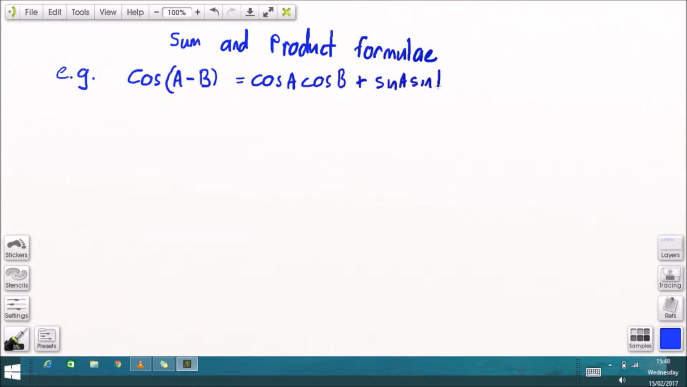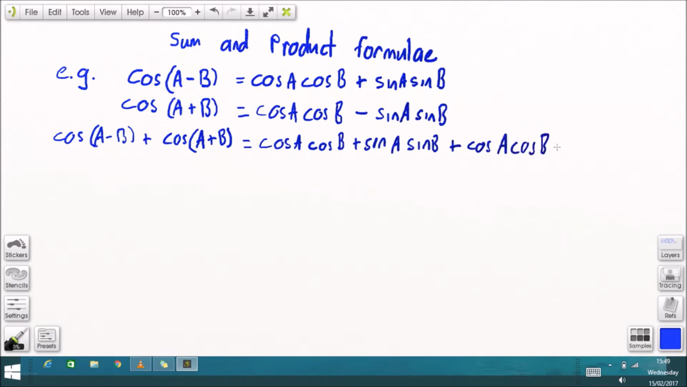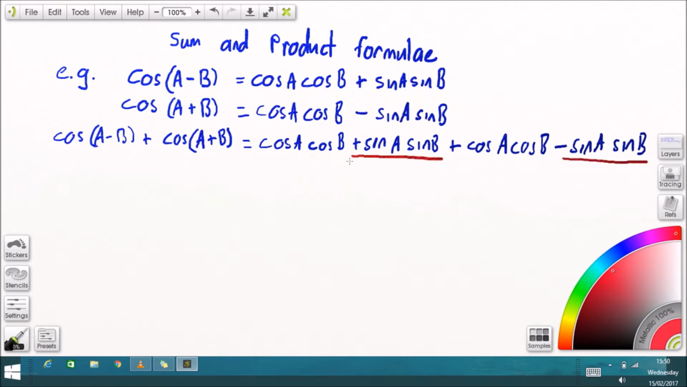Okay, to look at the sum and product formulae, we're going to start with two of the compound formulae for cosine. If we add these two together, then we'll get an equation where the right hand side has the two sine terms, which can be cancelled out because this one and this one are equal to each other. So that leaves me with two lots of cosine times cosine for the two different angles.